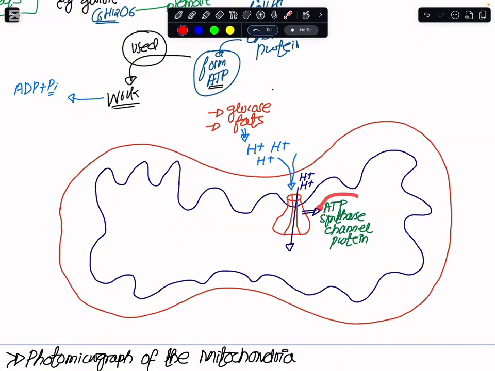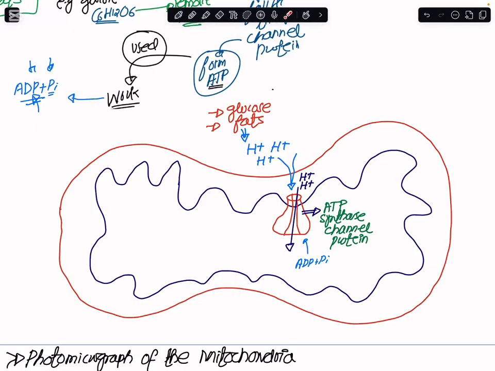Again, for the moment, just think of this ATP synthase channel protein as a turbine, as in the turbines when the water falls. The kinetic energy of the water is converted into electrical energy. Likewise, anywhere in our body where we perform work, we revert the ATP into ADP and phosphate. Now this ADP and the phosphate both come to the ATP synthase.